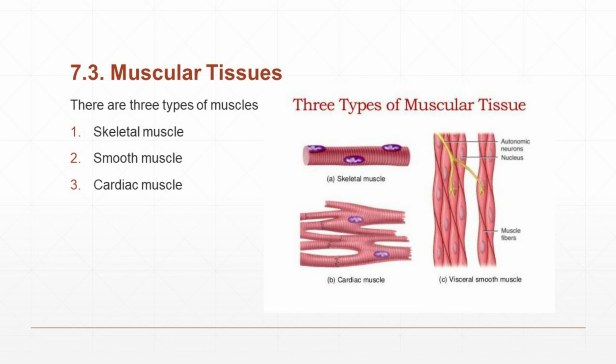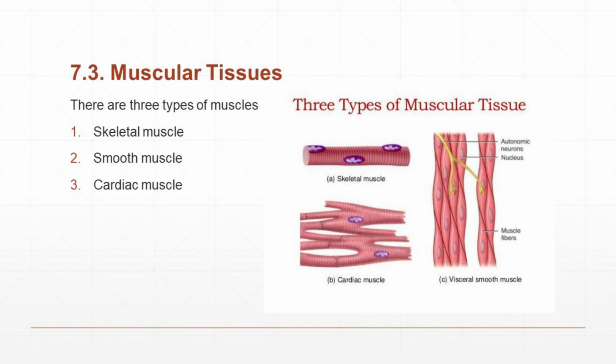The next one is cardiac muscle. It is a special contractile tissue present in the heart. The contraction of cardiac muscle is involuntary and rhythmic. In the diagram you have to refer, you can understand about striated muscles, non-striated muscles and cardiac muscle.